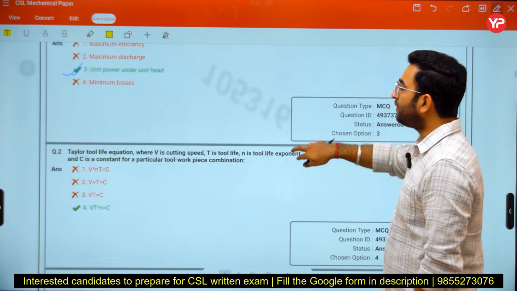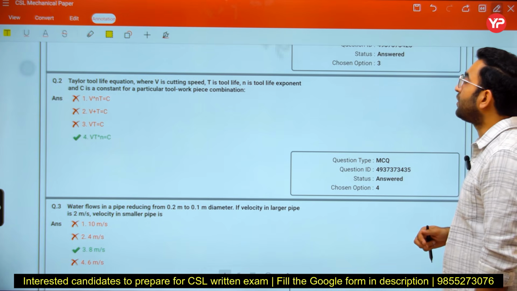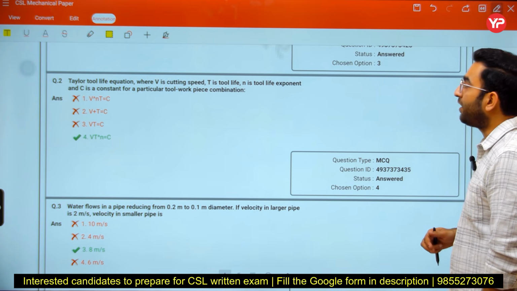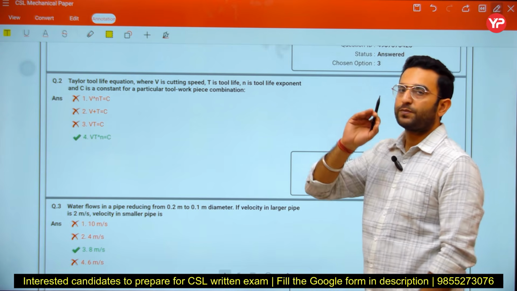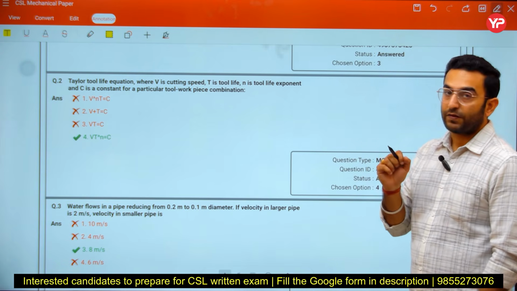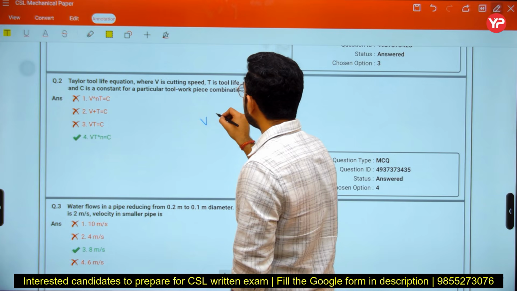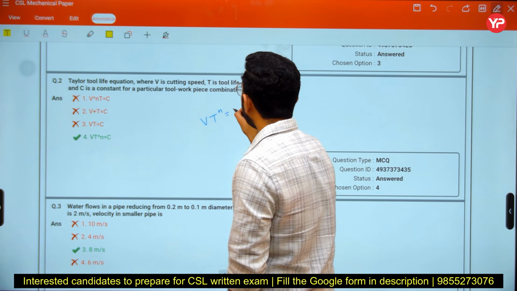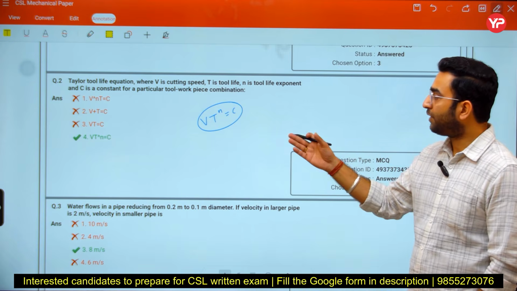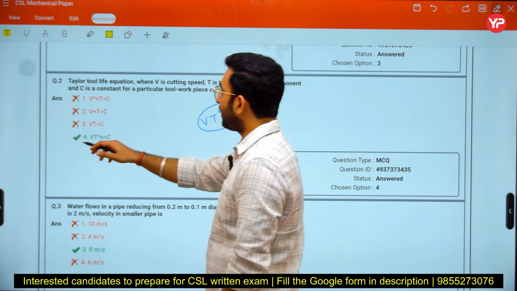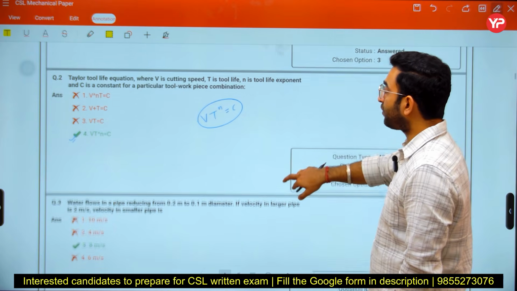Coming back to the next question: the Taylor tool life equation, where V is the cutting speed, T is the tool life, n is the tool life exponent, and C is a constant for a particular tool-work combination. What is the expression of the Taylor tool life equation? That is also a very simple question. We already know the expression is simply written as V T^n equal to constant. So option number 4 is also a correct answer, and there is no need to mark an objection. Next, coming to the next question.